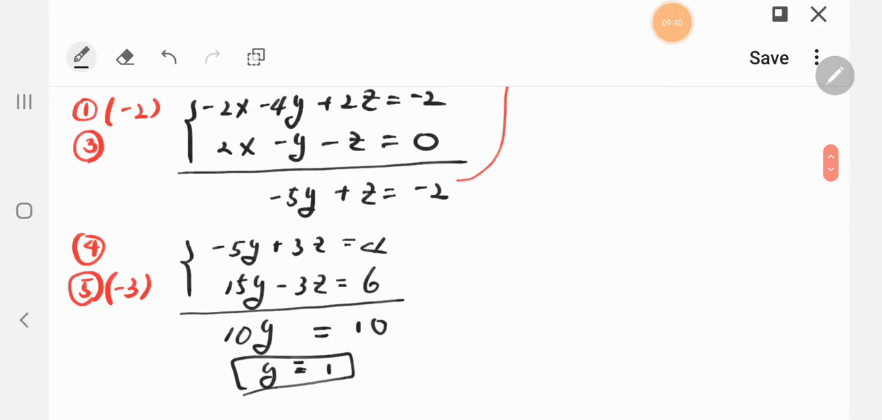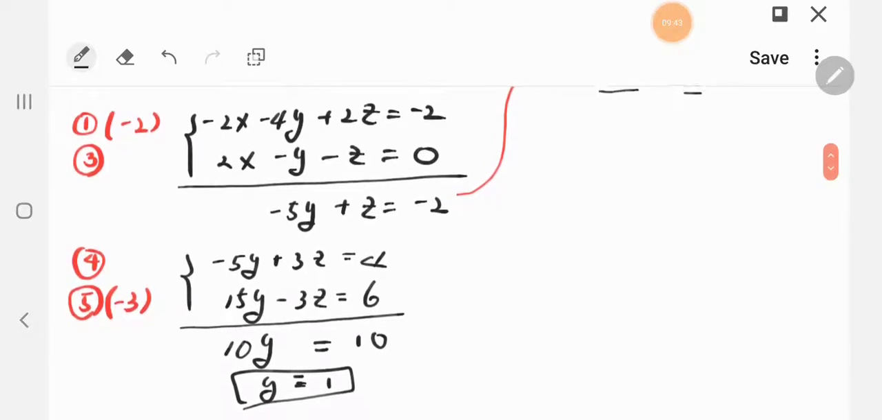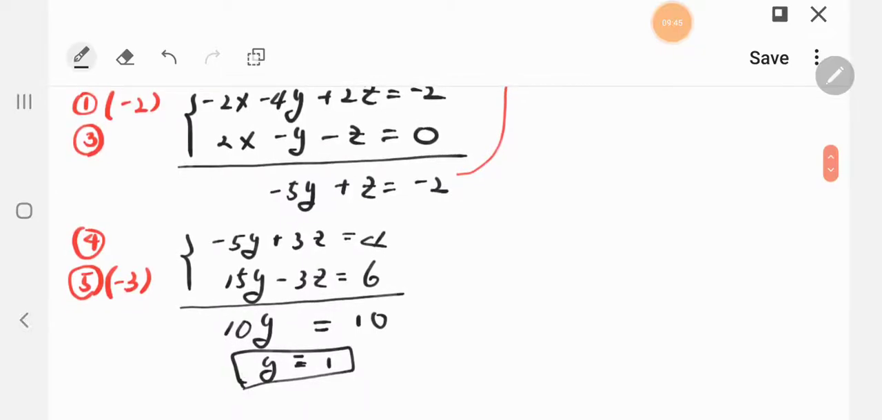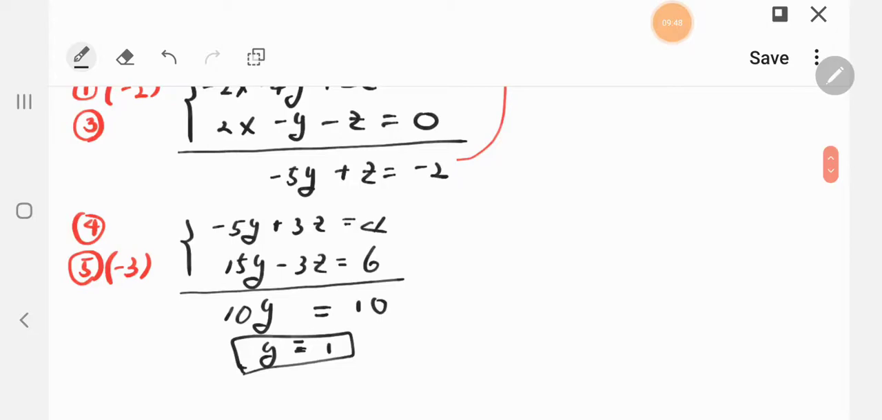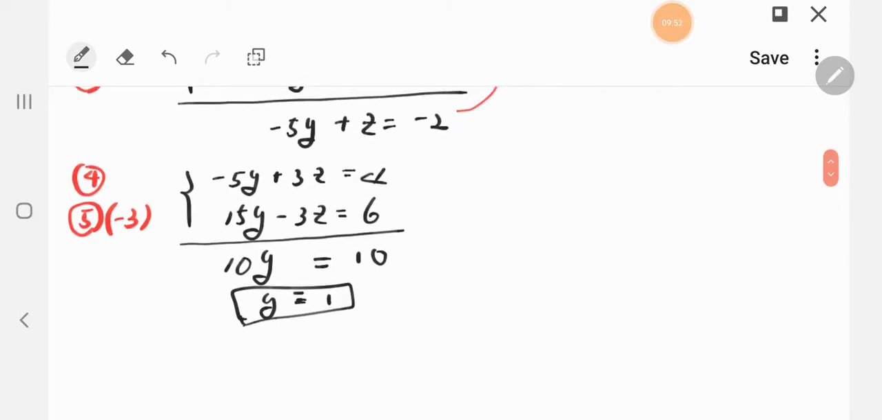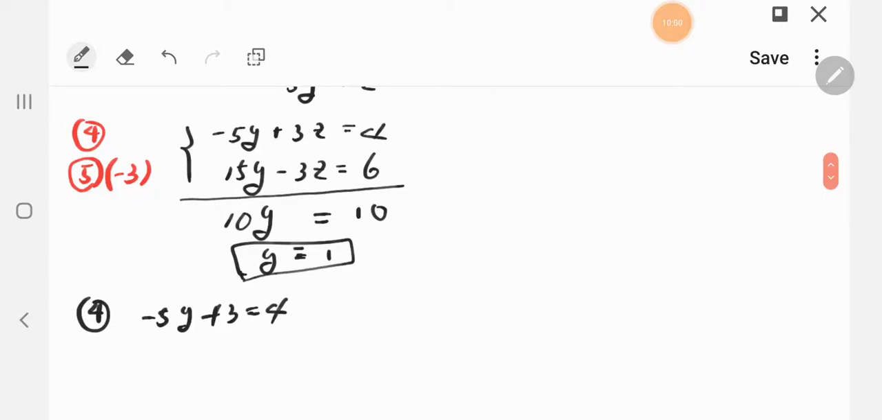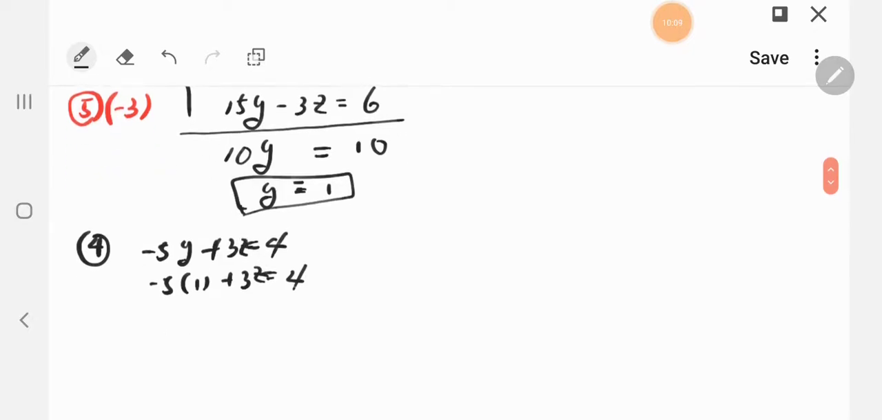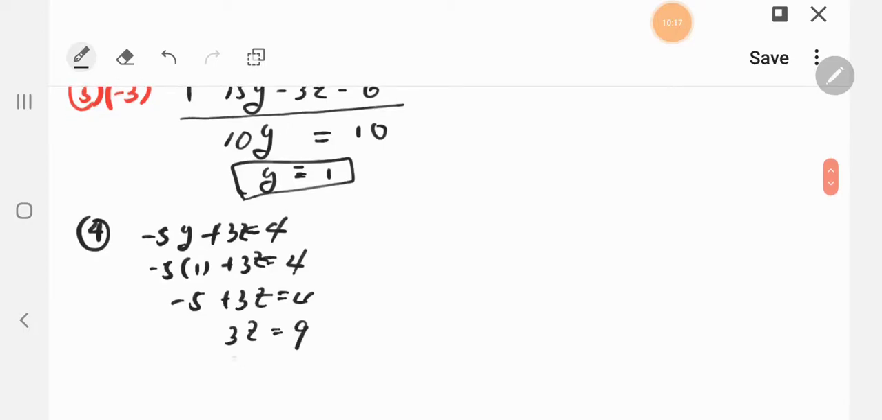So we found the y value, y equals 1. Then let's find the z value. From equation 4, negative 5y plus 3z is equal to 4. Then y equals 1, so negative 5 times 1 plus 3z is 4. Then negative 5 plus 3z equals 4. Add 5 to each side, then 3z equals 9, so z equals 3. So we found the z value.